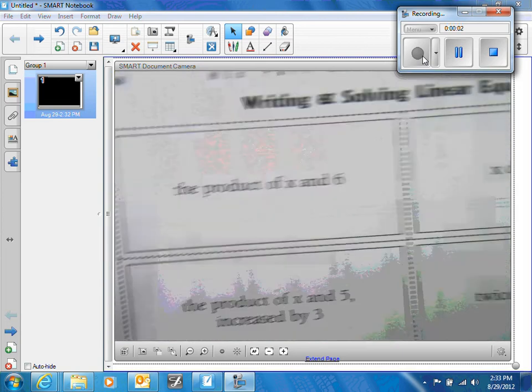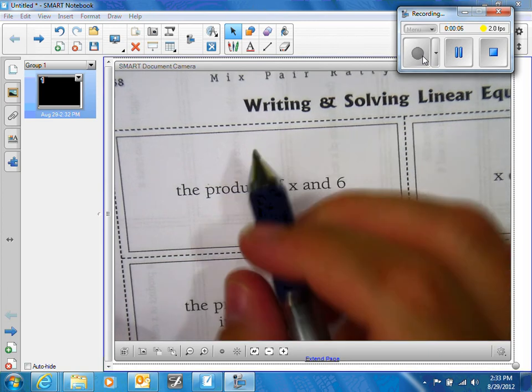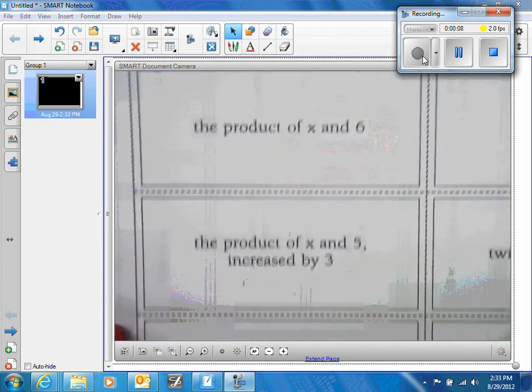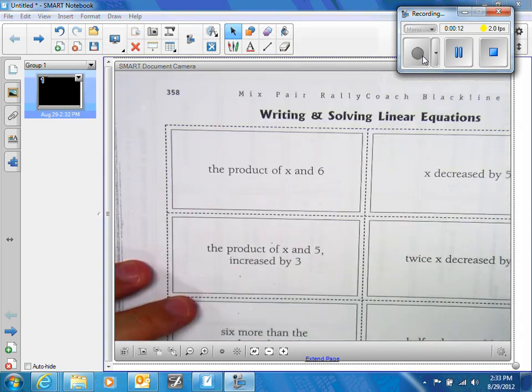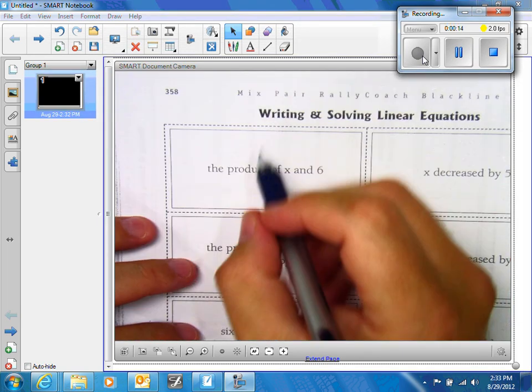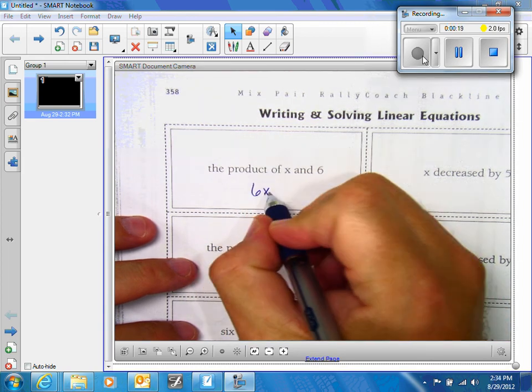Okay, this is writing and solving linear equations. What you're going to do is you have 30 problems to work. You have 10 on the front, 10 on the back. And for each one, for instance, the product of x and 6, you would simply write this as 6x.